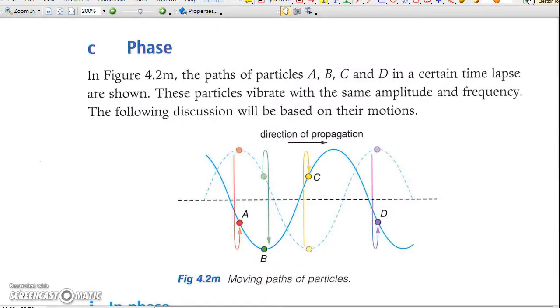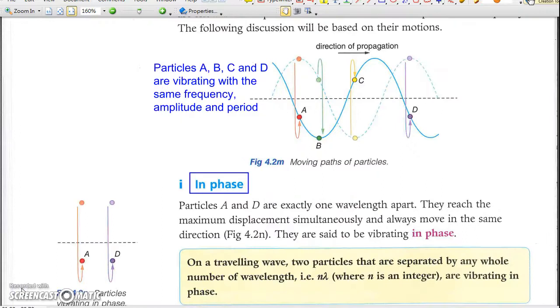C. Phase. We know that different particles vibrate a bit differently in time, and we say that they are vibrating in different phases, or better said, vibrating out of phase, the description usually used in the public examination. 1. In phase. In figure 4.2m, the particles A, B, C, and D vibrate with the same frequency, amplitude, and period, of course. A and D vibrate in exactly the same way, and so they are vibrating in phase. They are exactly one wavelength apart.